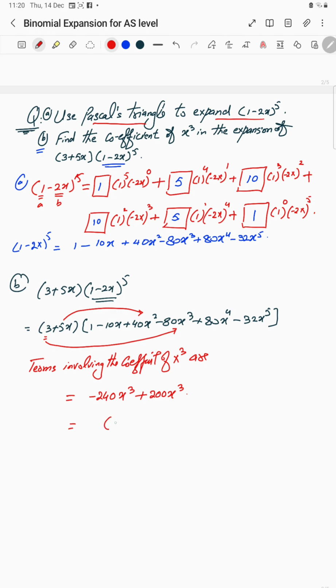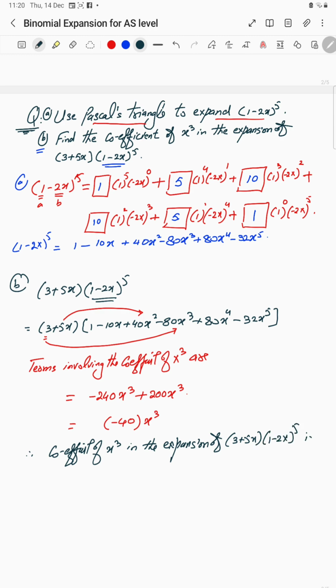So we can simplify it, minus 40 x3. So therefore we can say the coefficient of x3 in the expansion of 3 plus 5x times 1 minus 2x power 5 is minus 40. That is my final answer. I hope it is clear to everyone.